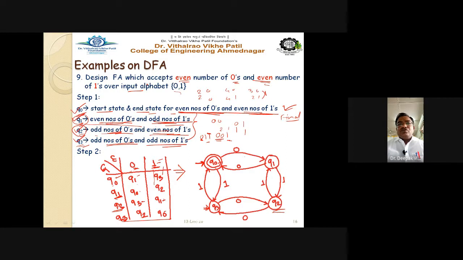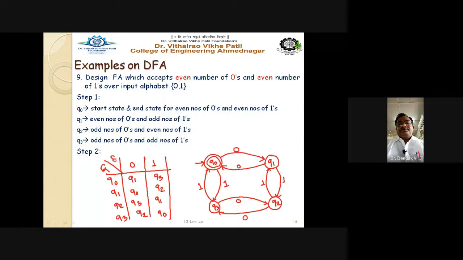Q0 on 0 goes to Q1, Q0 on 1 goes to Q3 here. Now Q1 on 0 goes to Q0, and Q1 on 1 goes to Q2 state. So this is the DFA drawn which accepts even number of zeros and even number of ones. Getting this point? Okay. We'll go to the next example.